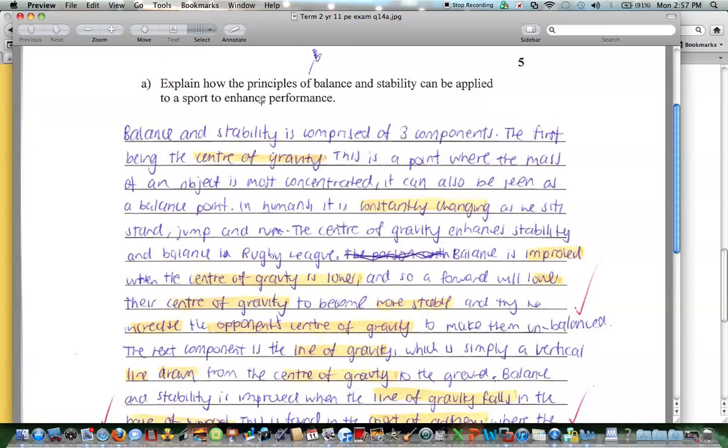So he's come back to the key word here, being enhance, using words from the question to support his answer. Enhances stability and balance in rugby league. Balance is improved when the center of gravity is lower, and so a forward will lower the center of gravity to become more stable and try to increase the opponent's center of gravity to make them unbalanced. That's going to lead to an improved performance.